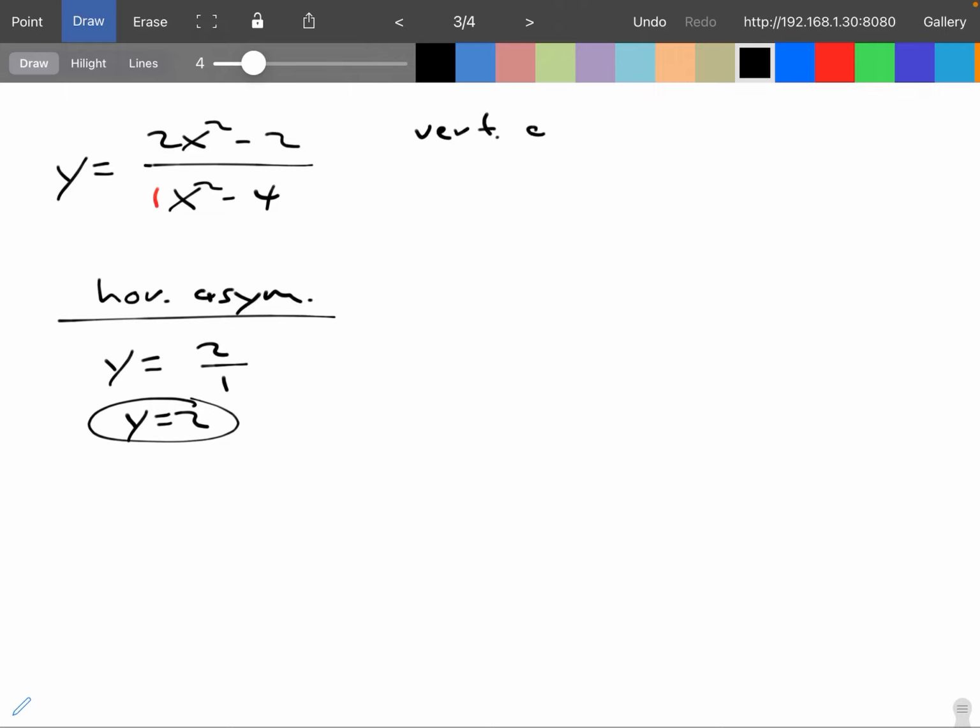All right, next thing we got to do, vertical asymptote still. You don't really have to do these in any particular order. So the vertical asymptote for this one, what do I set equal to 0? Numerator or denominator?